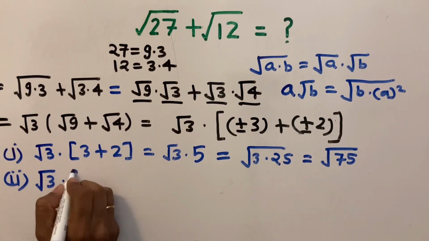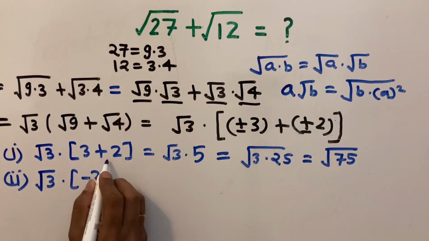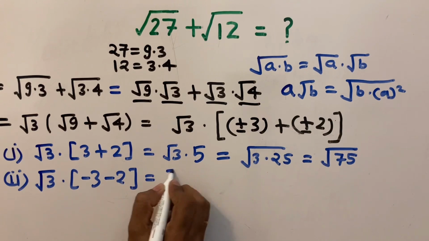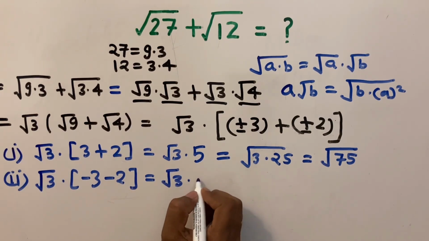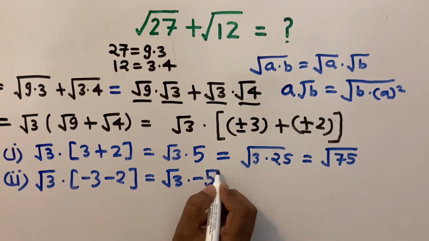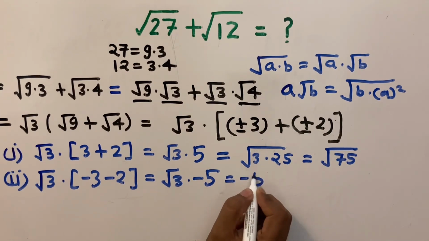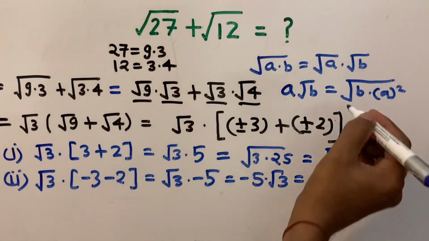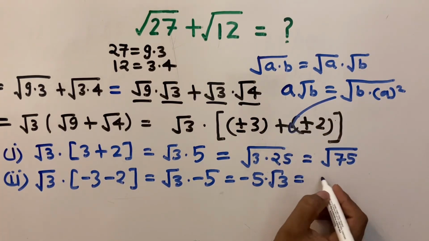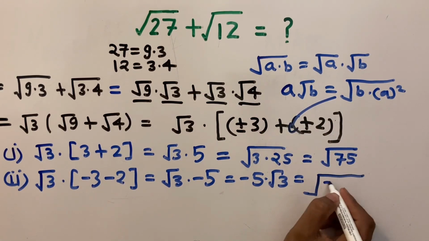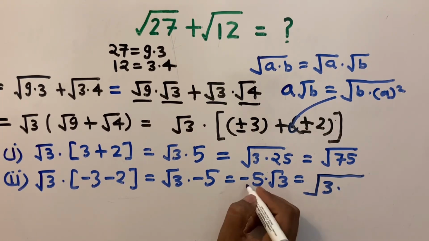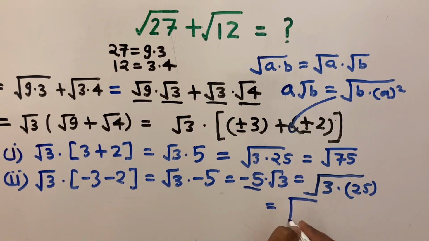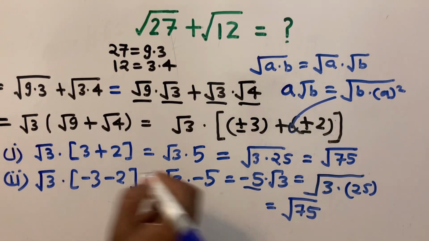Then this expression becomes square root of 3 multiply bracket minus 3 plus minus 2 bracket close, equal to square root of 3 multiply minus 5, equal to minus 5 root of 3. It is also equal to, applying this formula, square root of 3 multiply 5 square, which is also 25. So this is also equal to square root of 75.